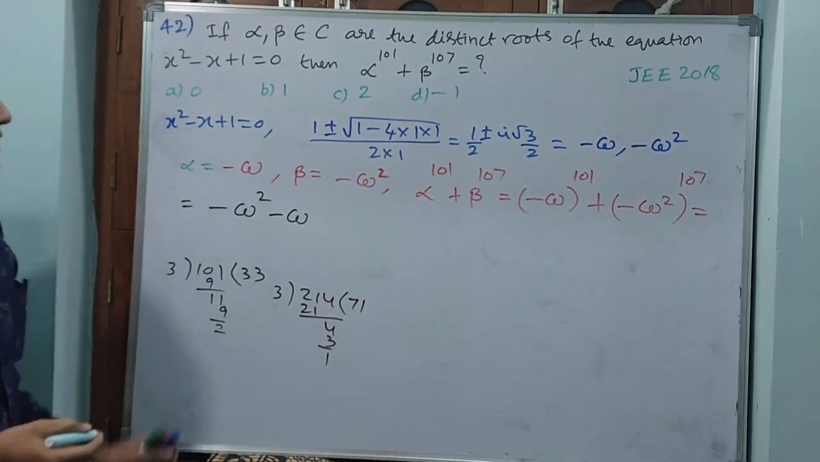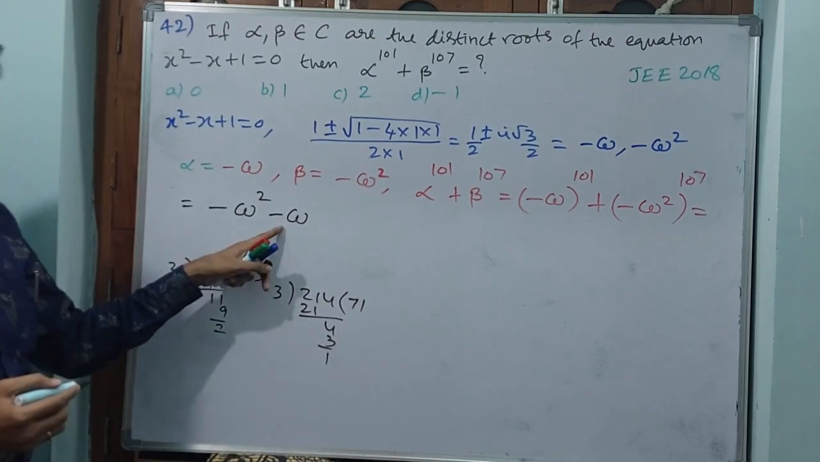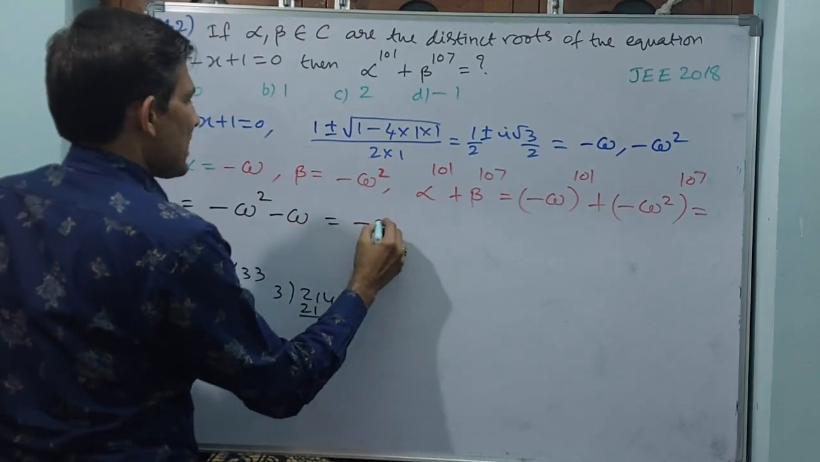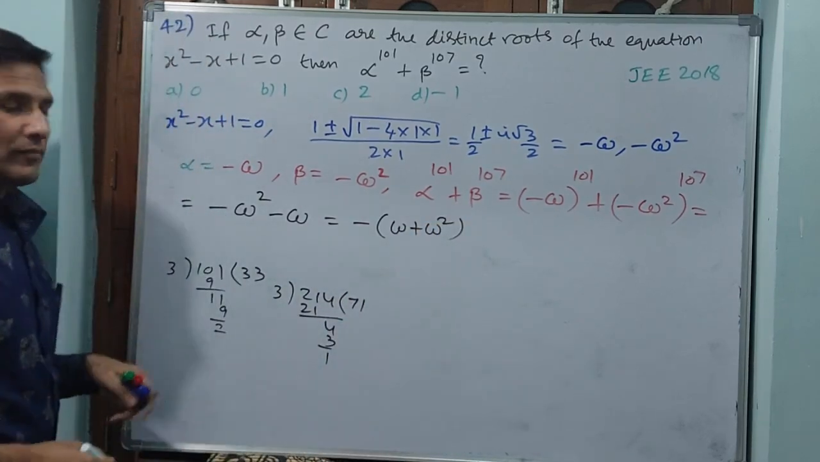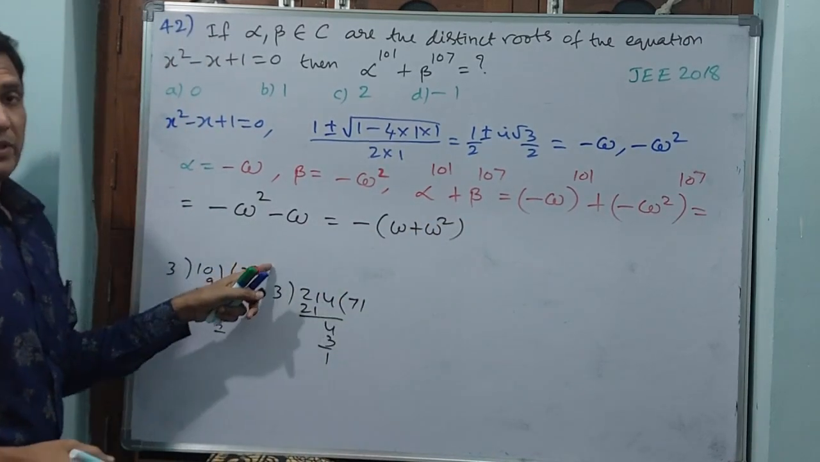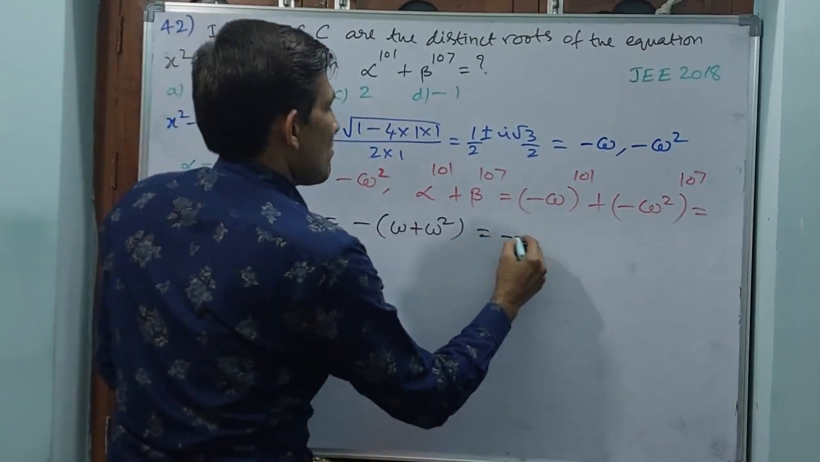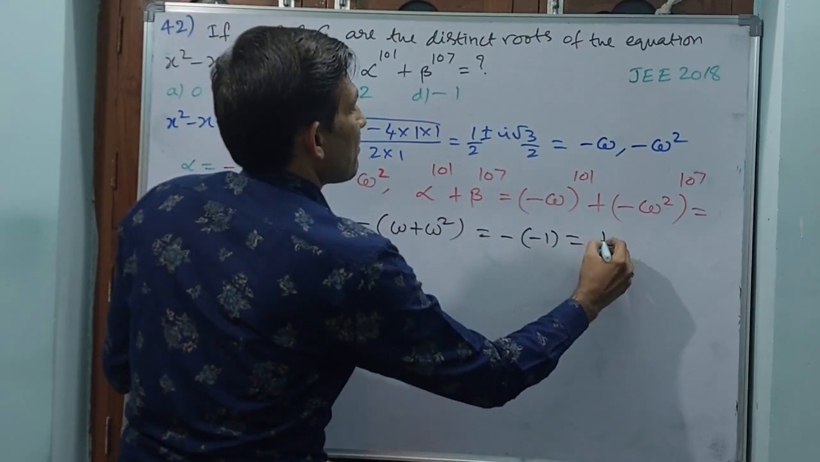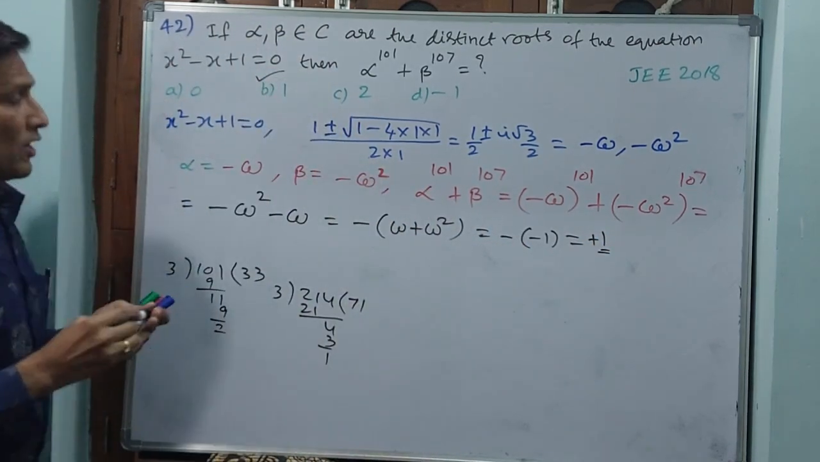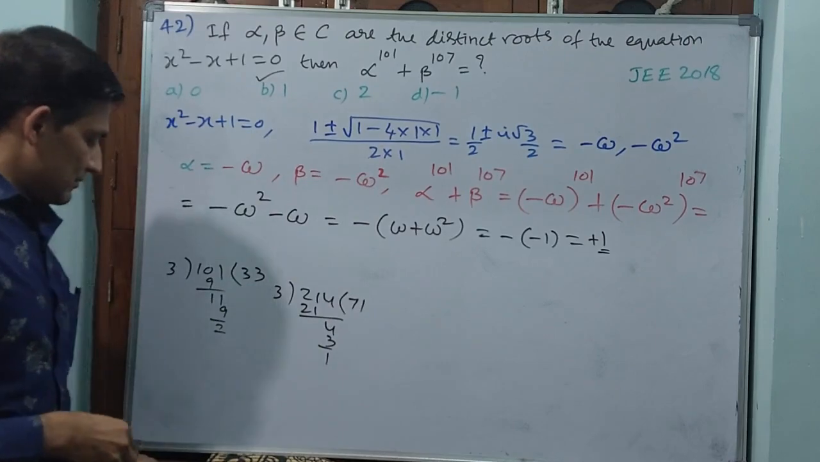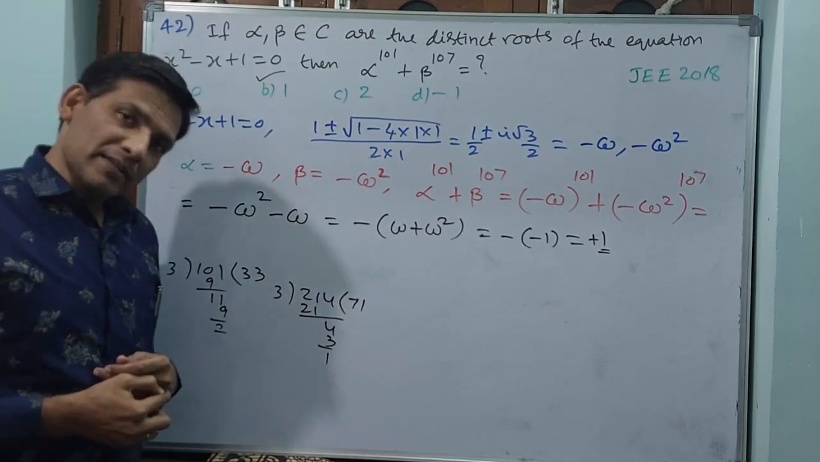Okay? You see, minus omega square minus omega. Minus you take common. If you take minus common, omega plus omega square. But we know omega plus omega square value is minus 1. Minus of minus 1. Plus 1. Okay? Don't put minus 1. Plus 1. 42nd question done. Let us go for the 43rd question.